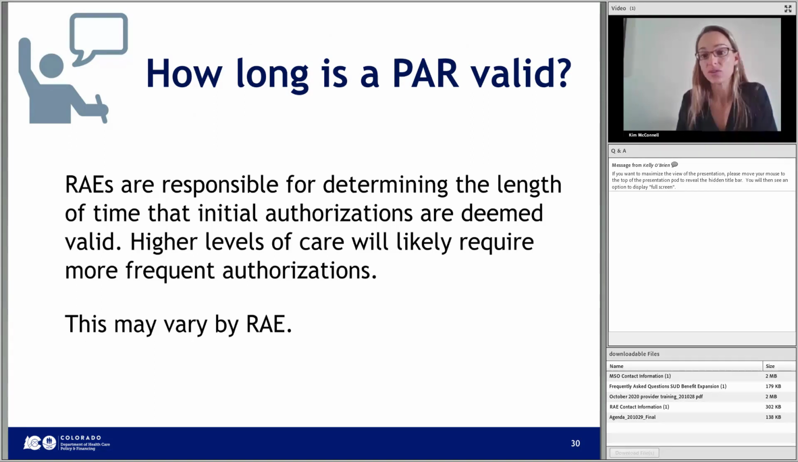How long is a prior authorization valid? So when would a reauthorization be due? There isn't a standard set time for the length of time between prior authorization approval and reauthorization. This will be determined on a case-by-case basis, and it should be determined based on the expectations for progress in treatment for a particular case. It also will vary by the level of risk associated with the individual in treatment, and the level of care they're in. So higher levels of care will likely require more frequent prior authorizations, and it may vary by RAE. The RAEs can speak to this further when you hear from them later on this morning.